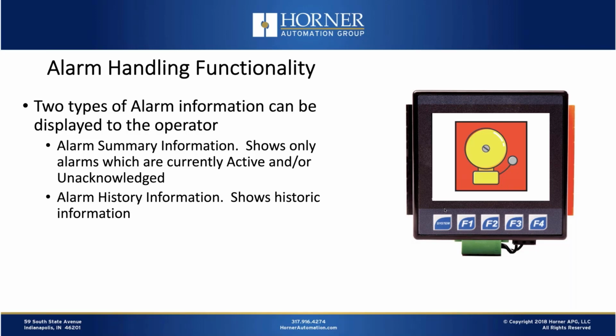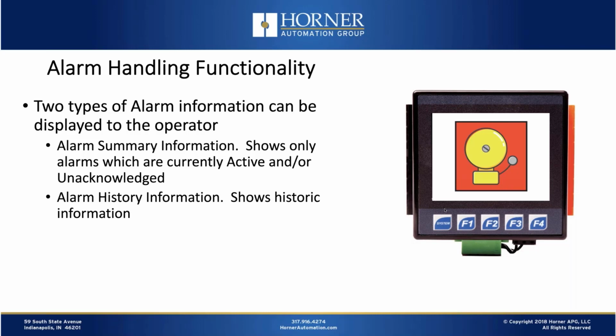Then there's also alarm history information. With alarm history information, it really isn't all about what's happening right now, but it's more of a historic record of what did happen in the past. What alarms came active and when, what alarms were acknowledged and when did they return to normal. So those are the two types of information that the OCS can present to the operator, and you can present that information in different places on multiple screens, depending on the application and the situation.